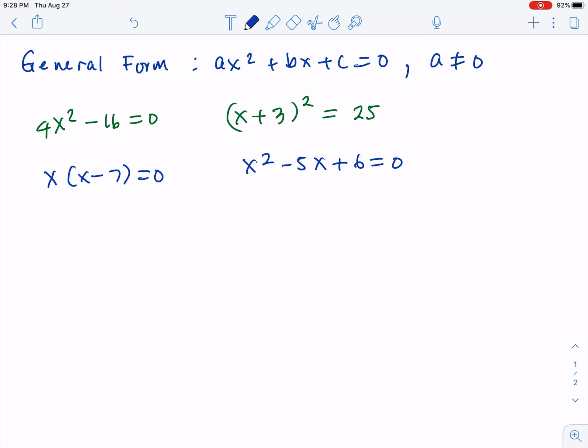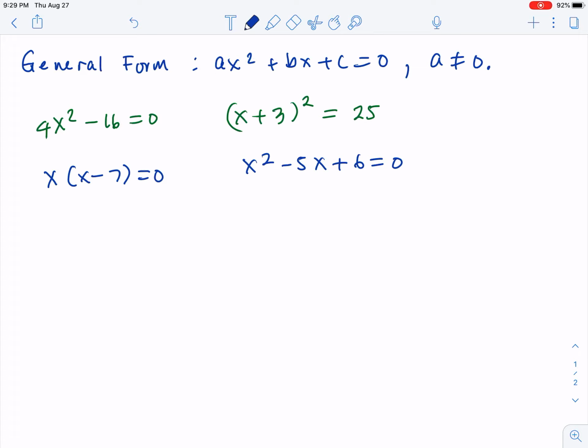In this video, itutuloy natin yung series natin on quadratic equations. And alam natin na ang general form ng quadratic equation ay ax squared plus bx plus c, where a is not equal to 0. Again, yung reason kung bakit hindi pwede maging 0 yung a, kasi pag naging 0 yan, mawawala yung term na may x squared, kaya magiging linear equation na siya. Hindi na siya quadratic equation.